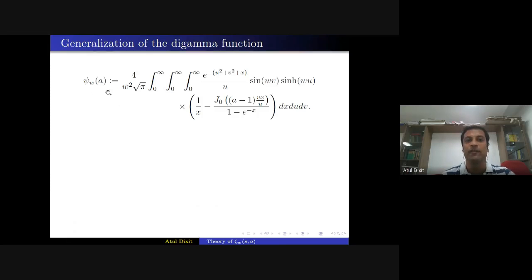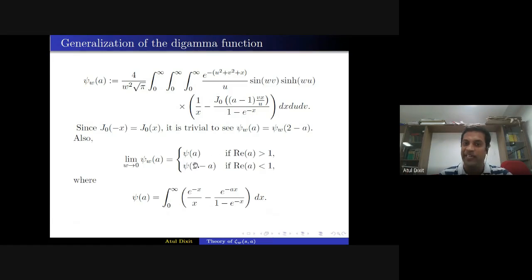So psi sub w of a again satisfies this symmetry along real a equal to 1, which was not the case in the usual digamma function. When w equals 0, you get the digamma function, as in the case of zeta sub w reducing to zeta of s comma a. So here is the integral representation for the digamma function that I was talking about.